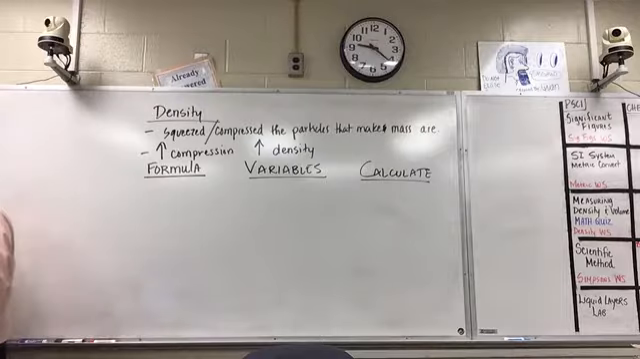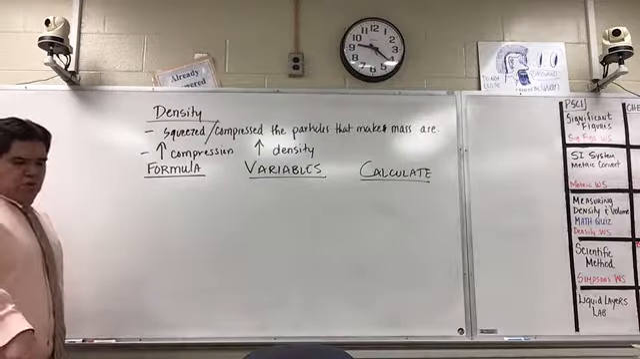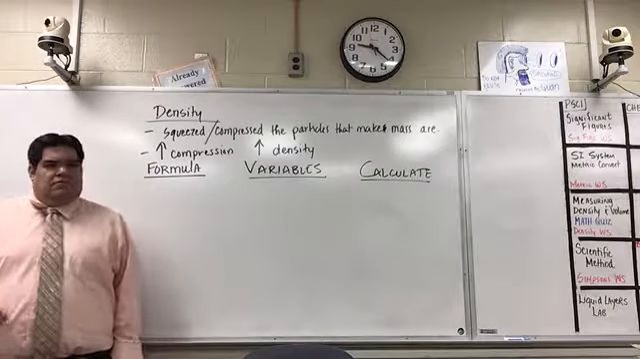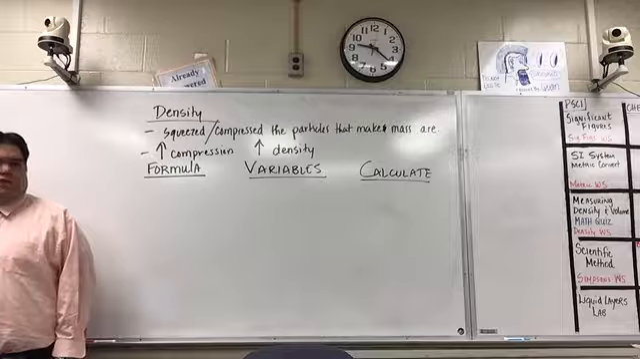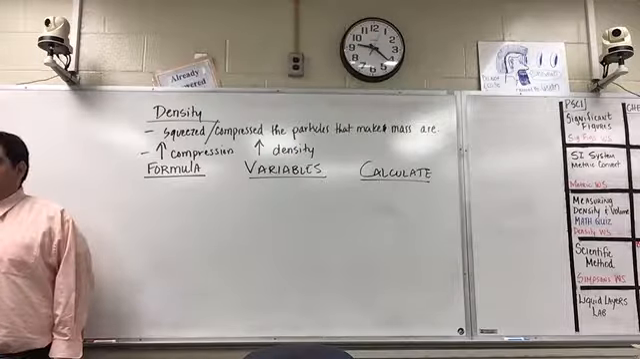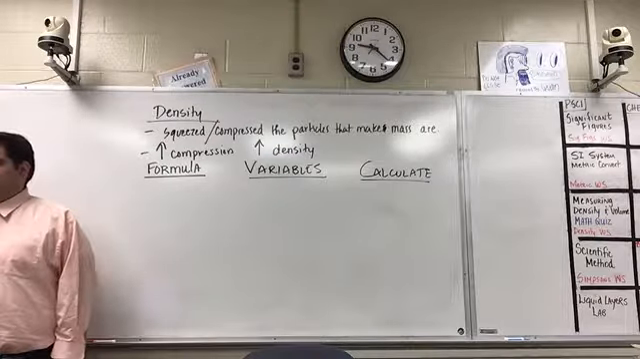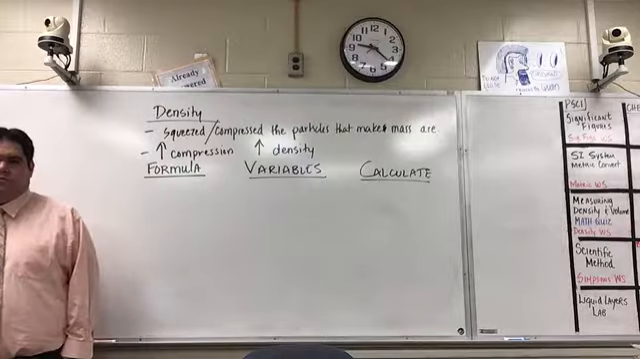Okay? This is not a trick question. So now my question is this. Which is more dense, a pound of feathers or a pound of gold? Think about that for 5 seconds. Which is more dense, a pound of feathers or a pound of gold?